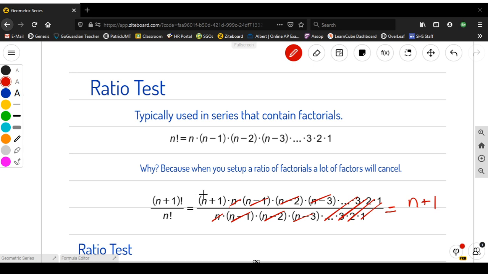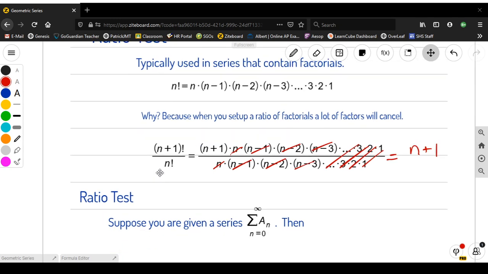And when we talk about ratios in the ratio test, a lot of times you'll see we use this with factorials, but there are some other times, and I may do an example where we actually do a ratio test on something that does not have factorials, but we do use it a lot with factorials, okay?